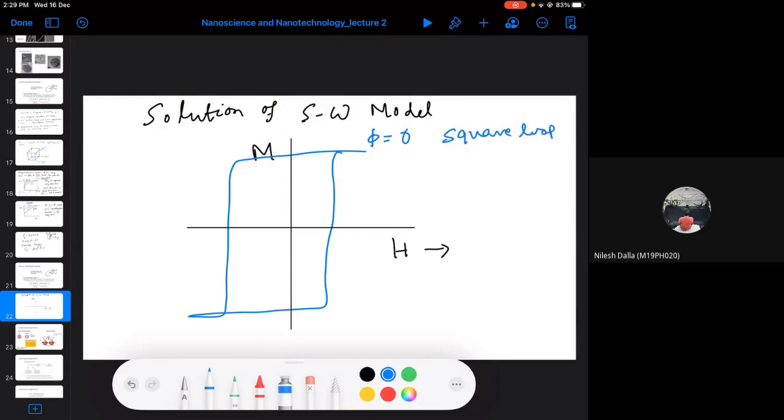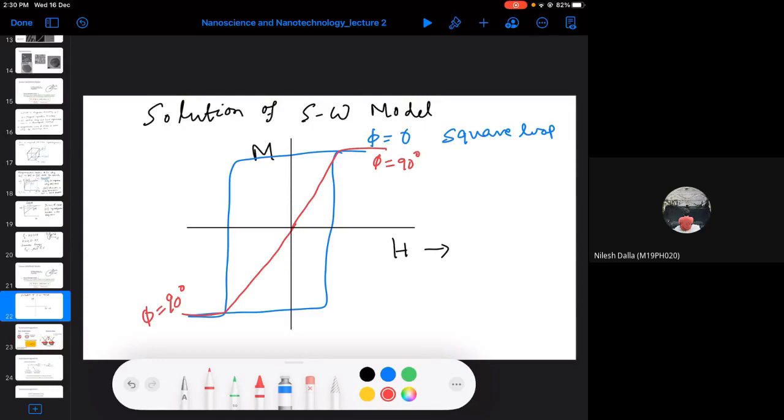But if phi is 90 degrees, you get the red color curve. That means you observe no coercivity here, and you are measuring the magnetization along the hard direction. So in any typical ferromagnetic material, when you want to measure the magnetization as a function of field, if it is single crystalline, this is what you'll get.